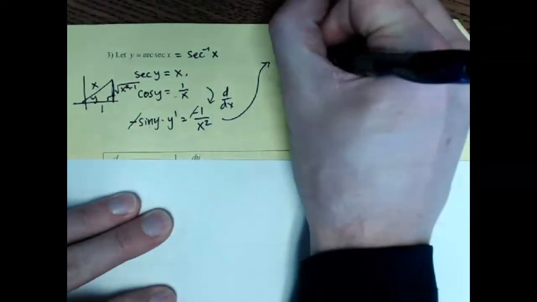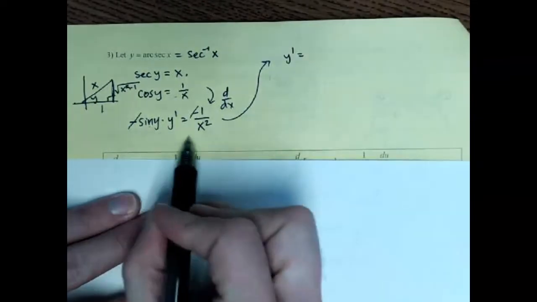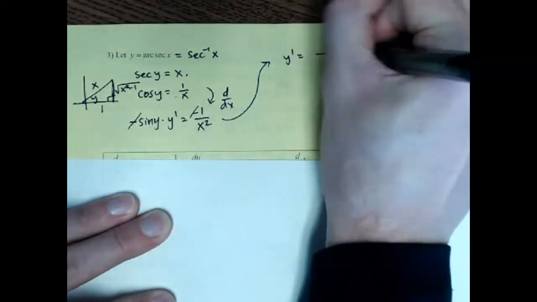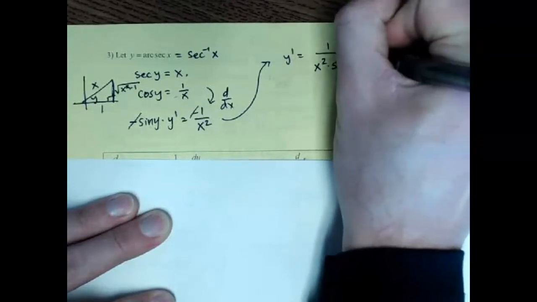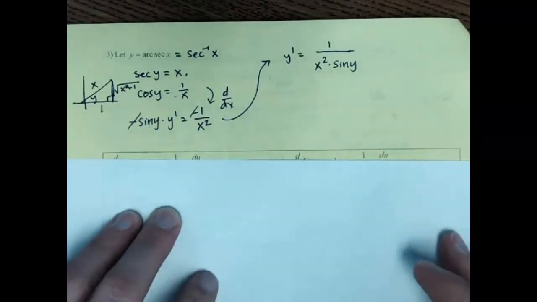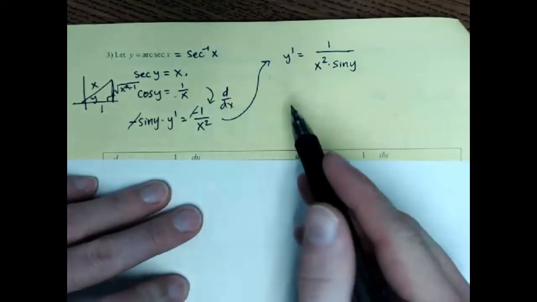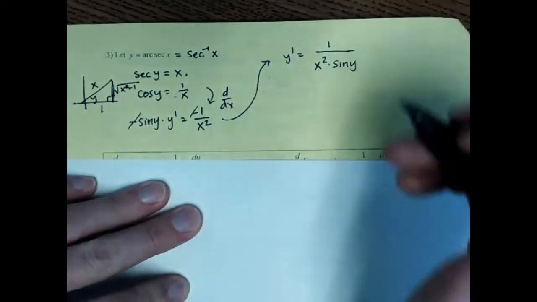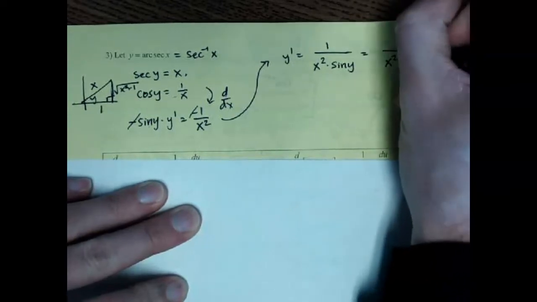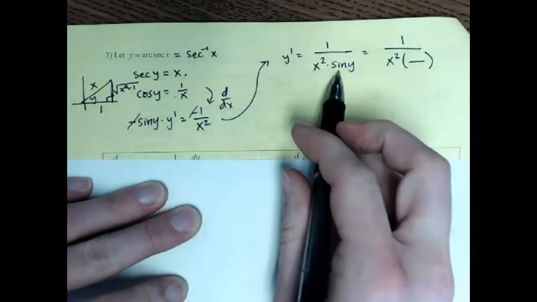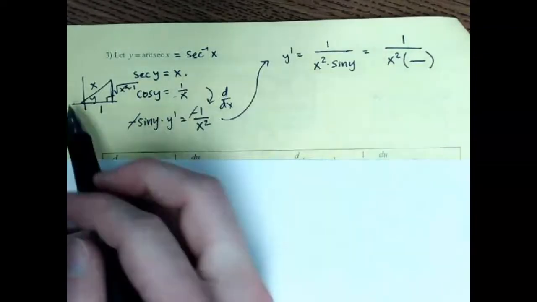So I'm going to get y prime is equal to, the sine will go to the bottom, so I have 1 over x squared times the sine of y on the bottom. You could change that and put a cosecant of y on the top if you want, but I'm just going to leave it on the bottom. And now we need to pull what that sine ratio is. So I have 1 over x squared, and then I have to get the sine ratio of that angle y from my reference triangle.